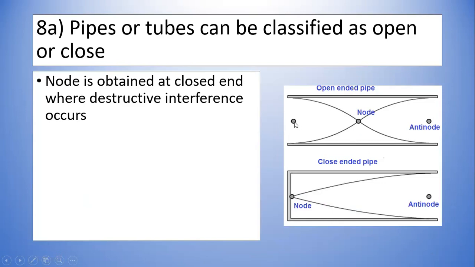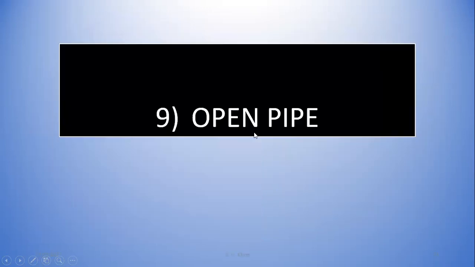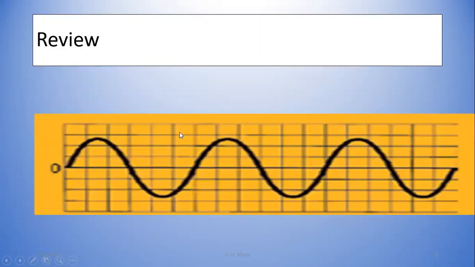Open end, you can vibrate freely. So node is often at closed end, where destructive interference occurs. Antinode is obtained at the open end, where constructive interference occurs. Let's look at open pipe.